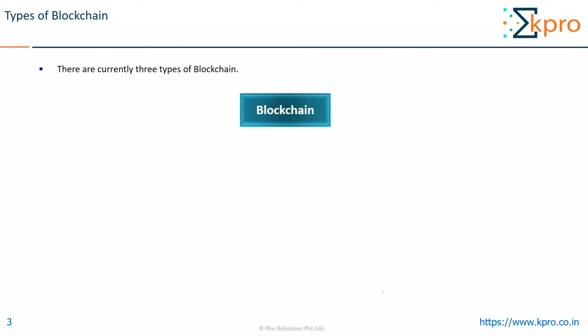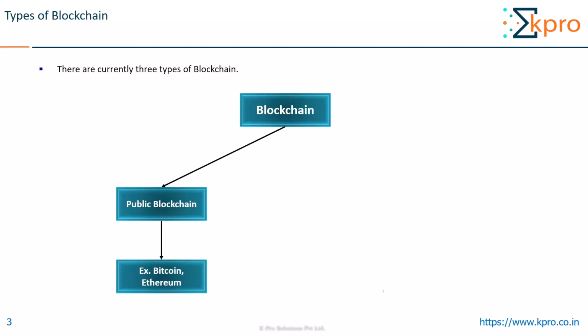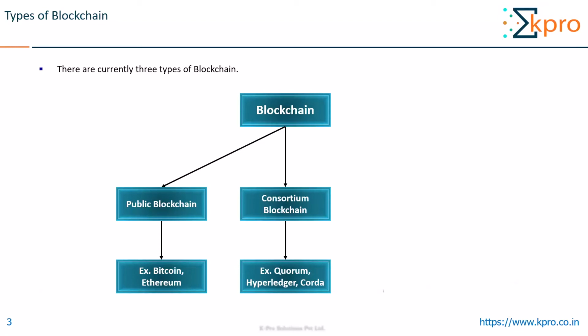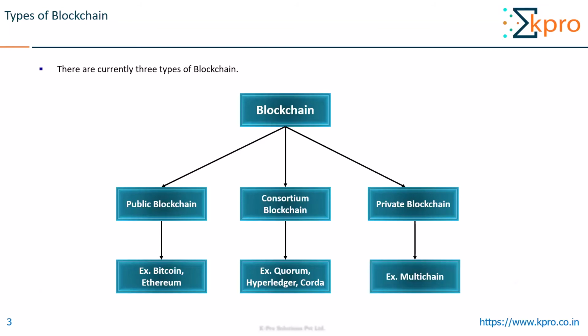So there are three types of blockchains currently available. The first one is the public blockchain, and examples of public blockchain are Bitcoin and Ethereum. Second one is the consortium blockchain, and the examples of consortium blockchain are Quorum, Hyperledger, and Corda. And a third one is the private blockchain, and an example of private blockchain is MultiChain. So these public blockchain, consortium blockchain, and private blockchain are the three types of blockchain currently available.